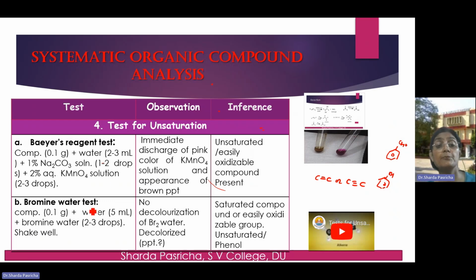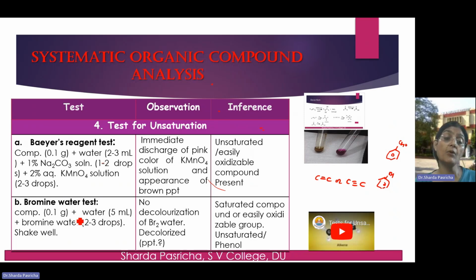Next, we do the bromine test to find out whether the compound is unsaturated or it has an easily oxidizable group. For that, you have to take your compound, again 100 milligrams, and add water. Depending upon the solubility of your compound, you can add water, or you can add acetic acid, or you can add carbon tetrachloride. Please check the solubility of your compound before doing this test. And then you add bromine solution in the corresponding solvent.